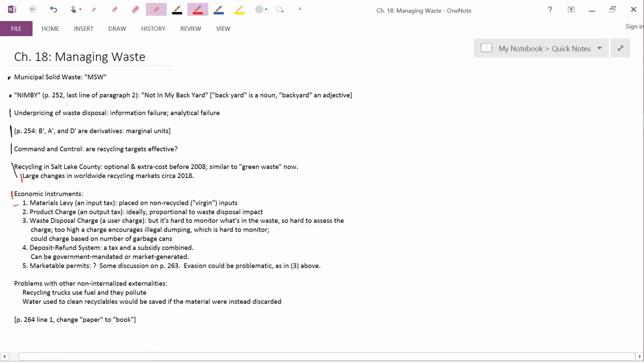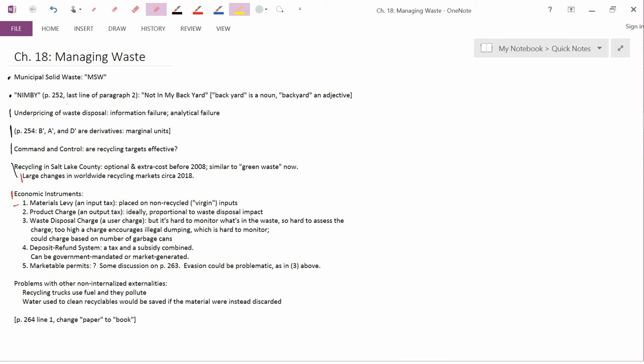The first one here is materials levy. Materials levy is an input tax. So when a company wants to make a product, if they buy something in order to use as an input into that product, and what they're buying is non-recycled, sometimes called virgin materials, then they have to pay a tax, which they don't have to pay if the material they use as inputs is a recycled material. So this encourages recycling because it discourages the use of non-recycled materials. And this is one way of, by encouraging recycling, decreasing the amount of stuff that gets deposited into landfills as municipal solid waste. So that's an input tax.